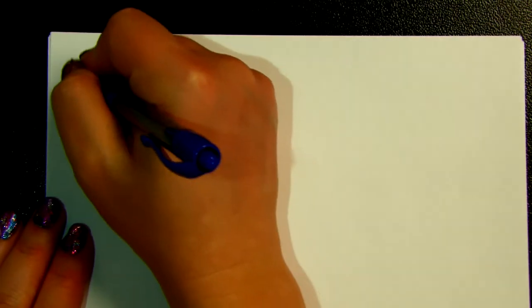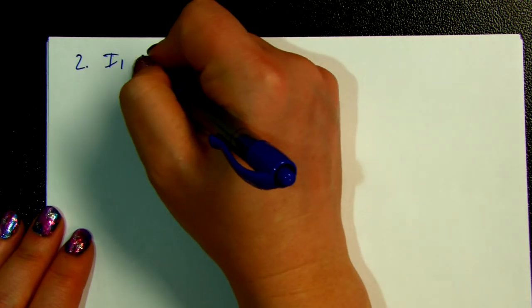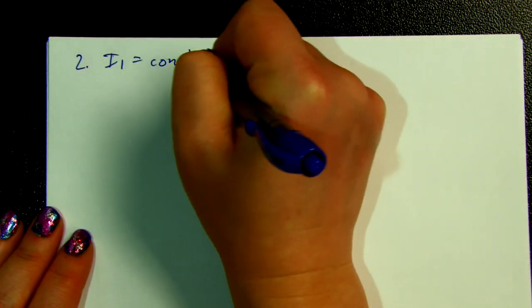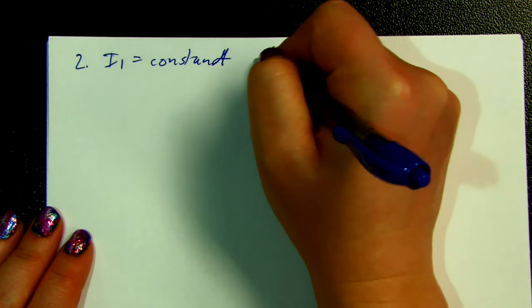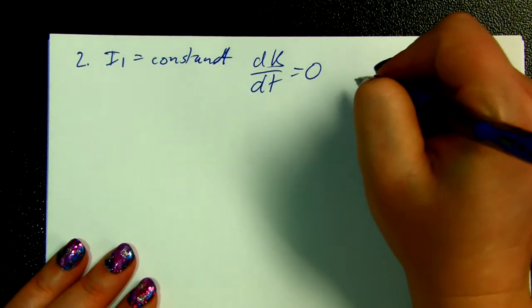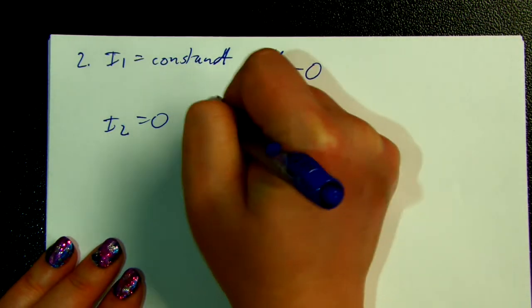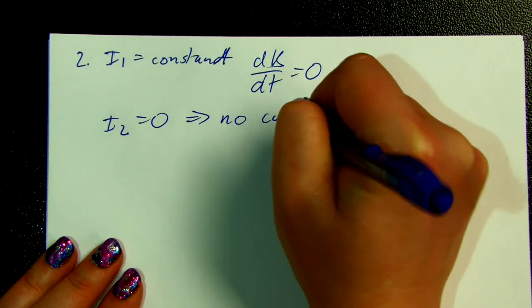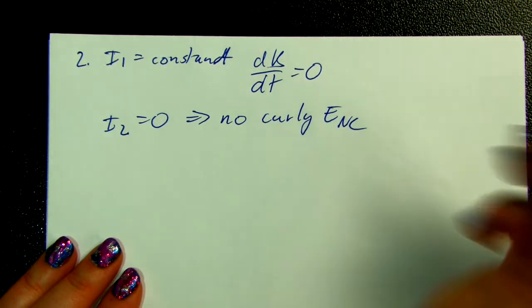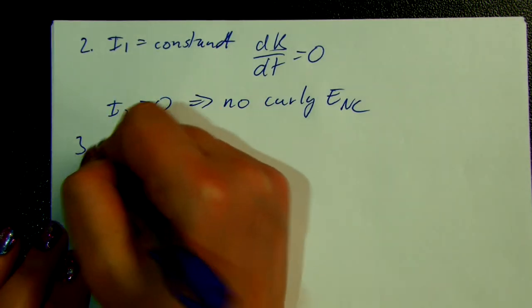Okay, so let's look at the next case. This one's a nice easy one. So let's say I1 is constant. In this case, then dB/dt is zero, or constant. Then I2 is zero, and you have no curly non-Coulomb electric field. Unsurprising, we've already discussed that reality.